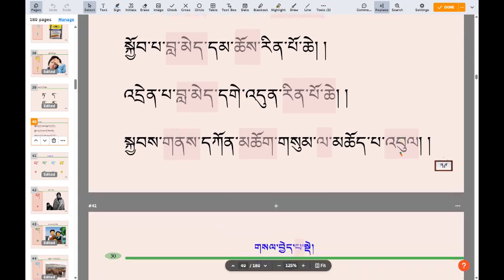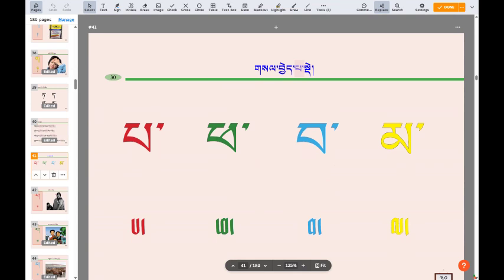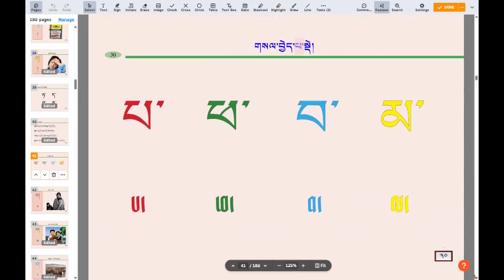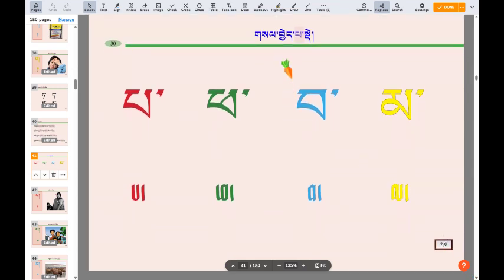That's a good one to learn, to memorize. So now we're going to be looking at the next row, which is the pa row, right? The group of pa consonants. Uchen on top, ume on bottom.